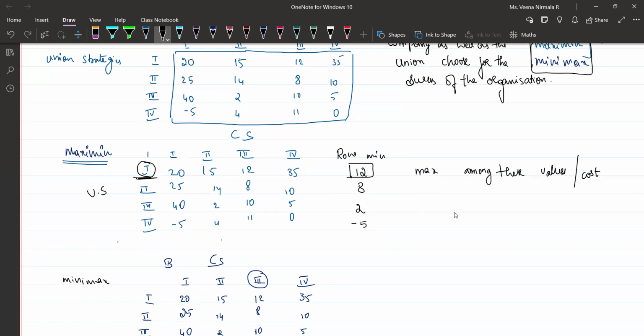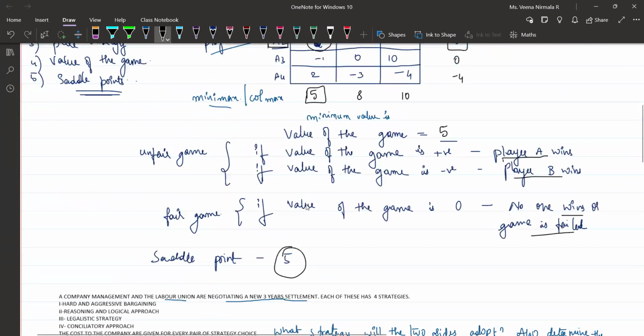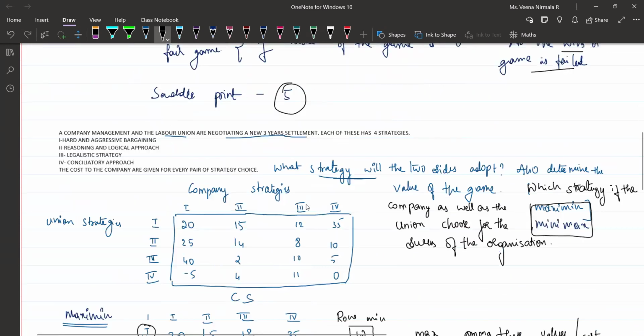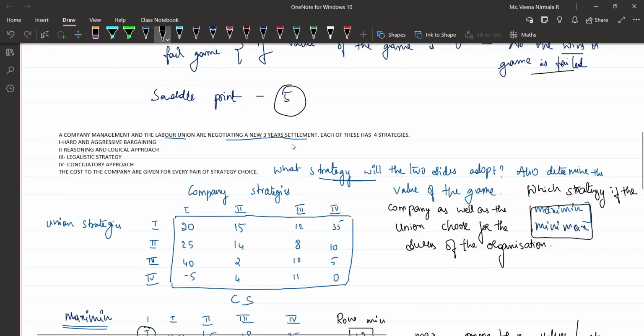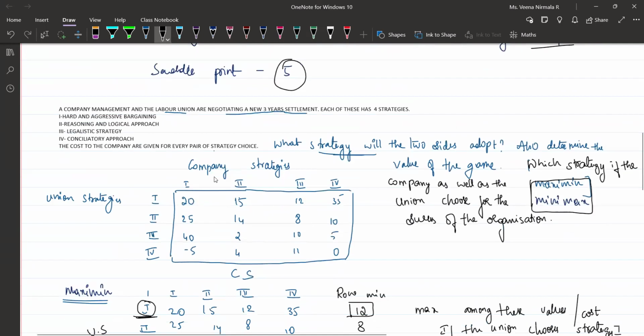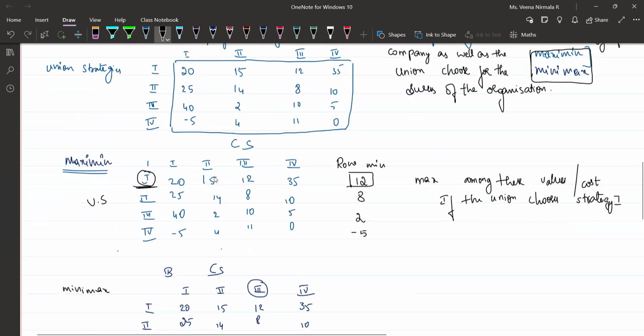Strategy number 1. So if the union chooses strategy 1, it is a good decision. There are 4 strategies, and the costs of the company are given for every pair of strategy choice. So if the union chooses strategy 1, that will give the best cost.